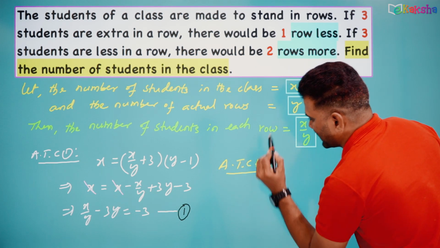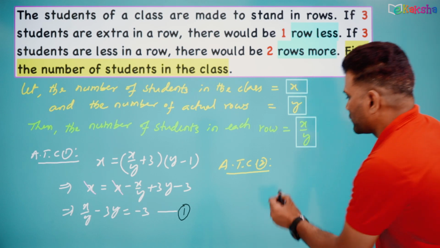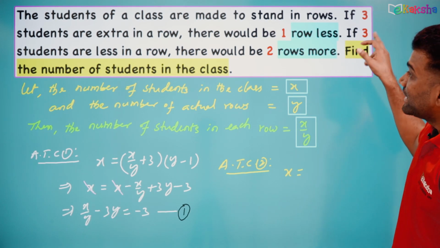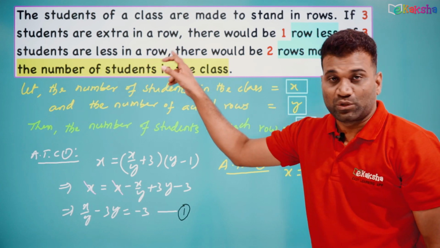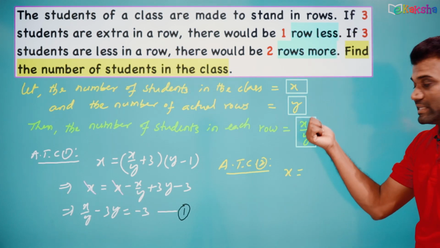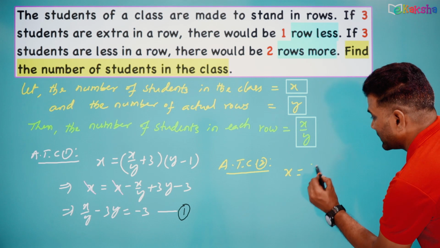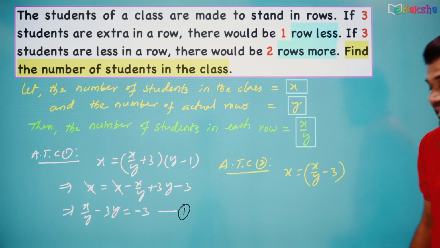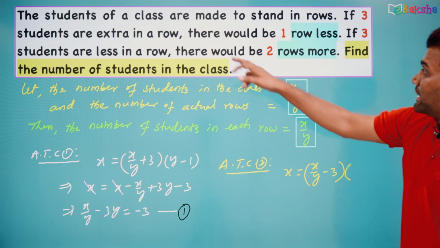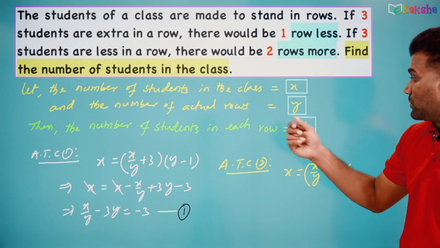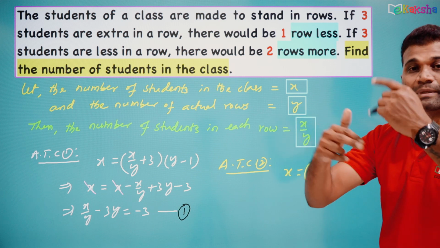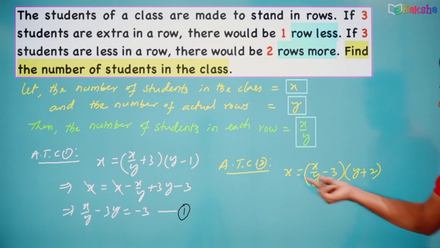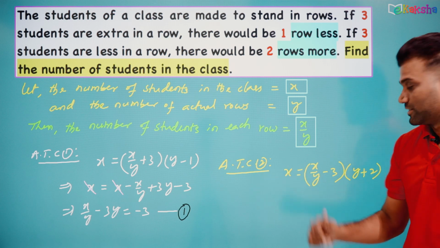According to the second condition, the number of students remains the same anyhow. If 3 students are less in each row, that is the actual number of students in each row, x upon y, minus 3, into, there would be 2 rows more. The actual number of rows are y, so with 2 more it is y plus 2. So this into this is equal to the same total number of students, x.